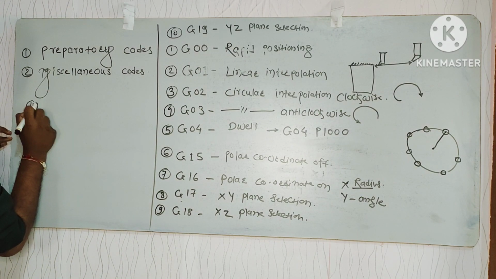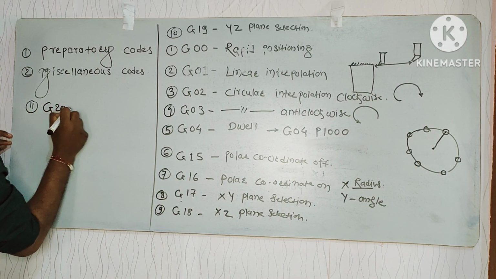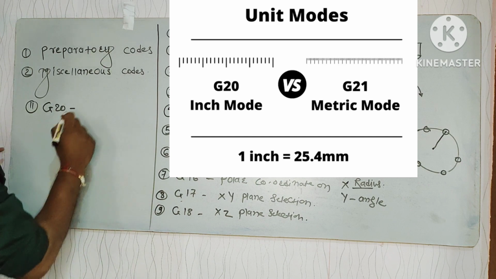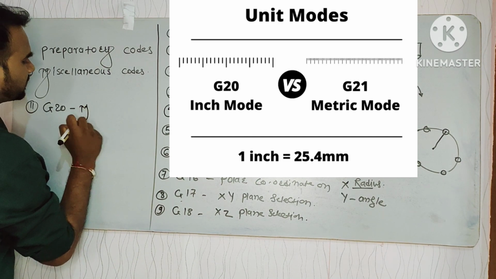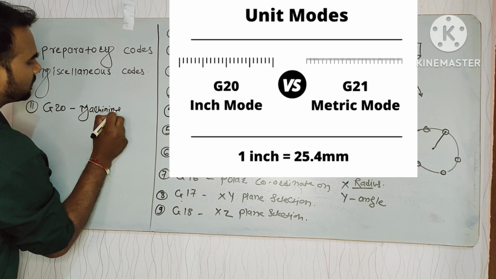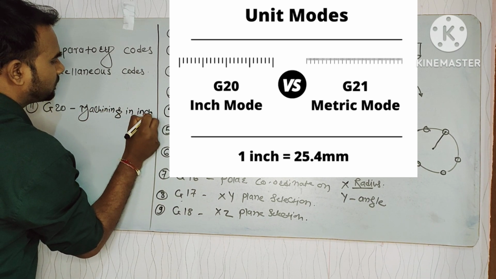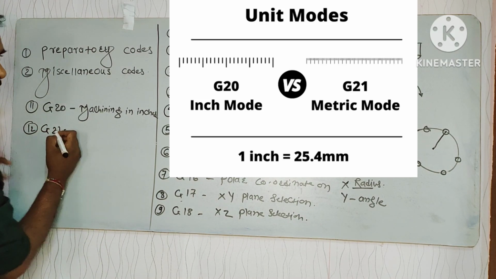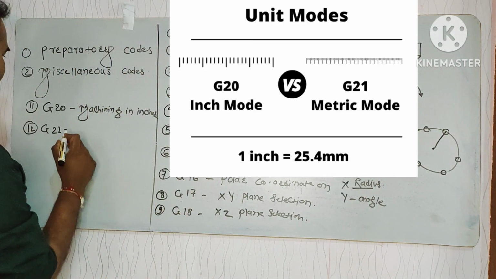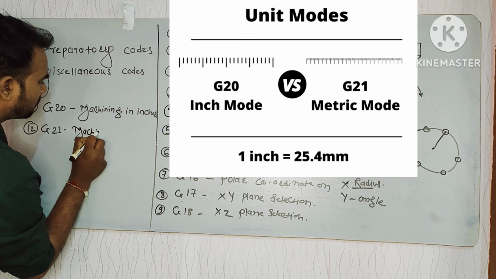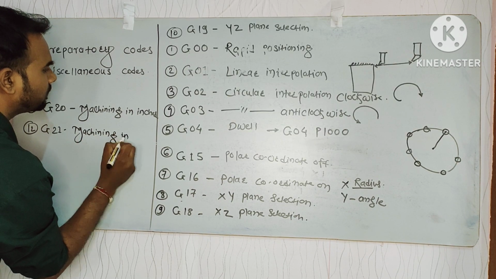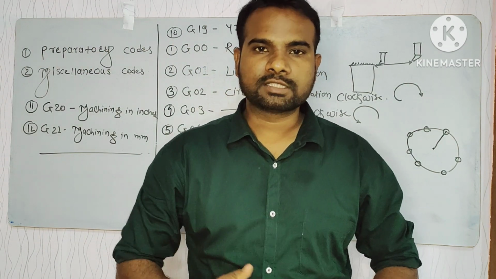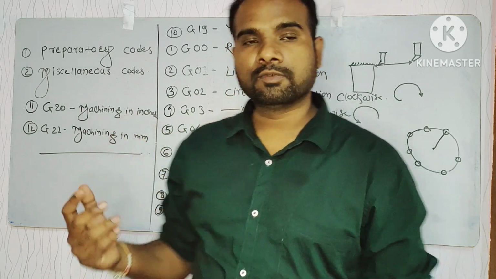Now number 11, G20. What is G20? G20 means work command in inches, machining in inches, and G21 means machining in mm.